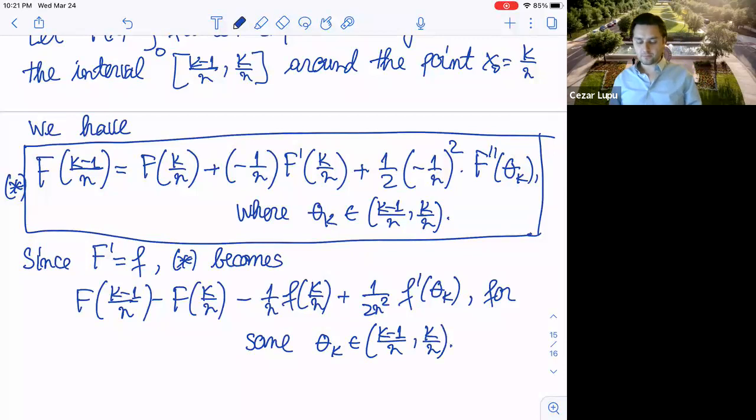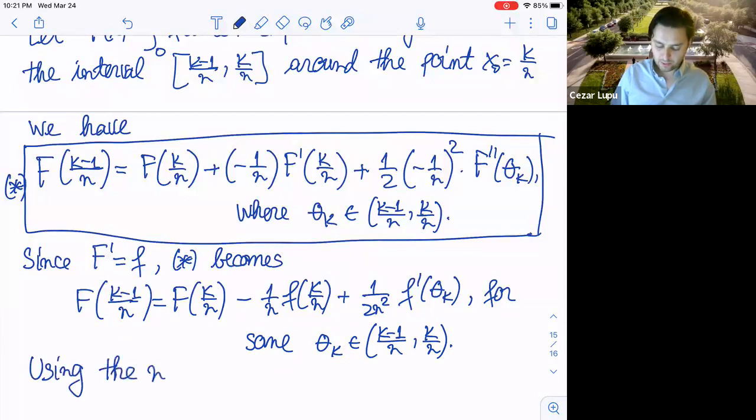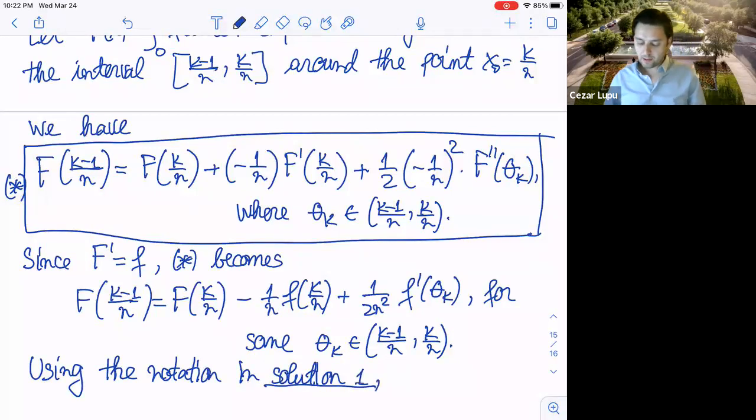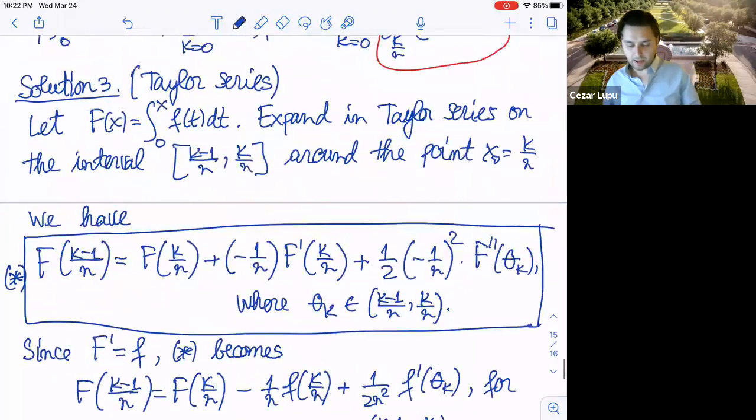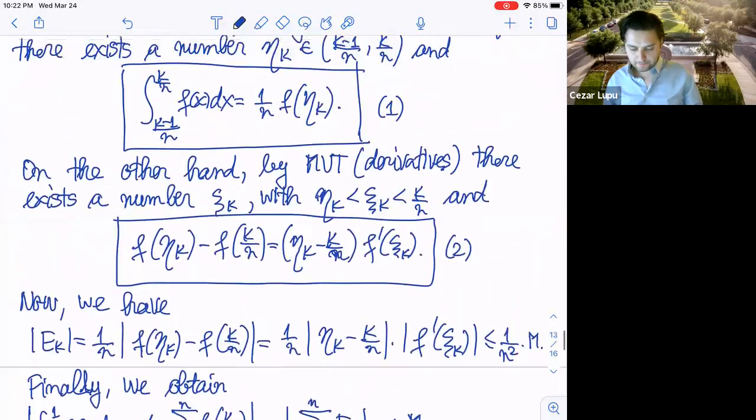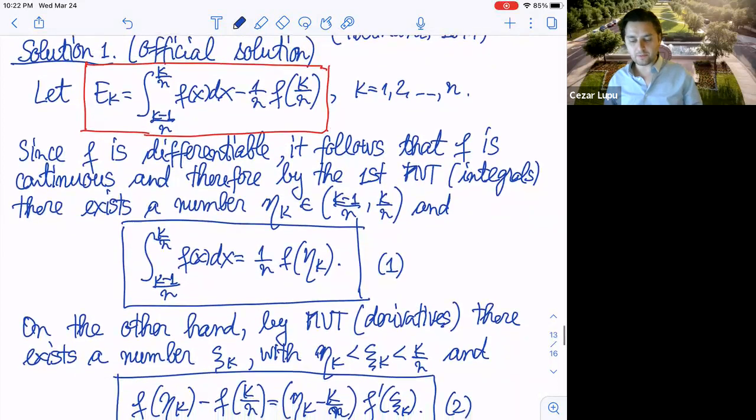This guy here is equal to, if we use the same notation from solution 1, so that I don't need to write it again, the notation for e k. Let me remind you what the notation for e k was. Let me go back. What was it? It was this integral, the integral from k minus 1 over n, okay?